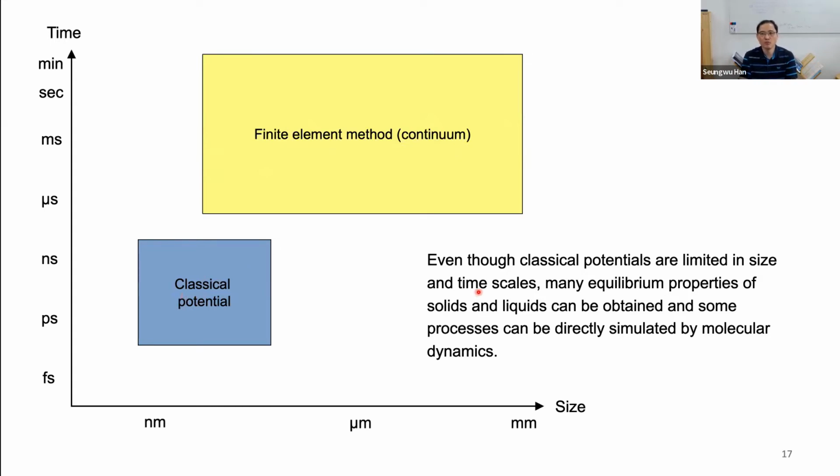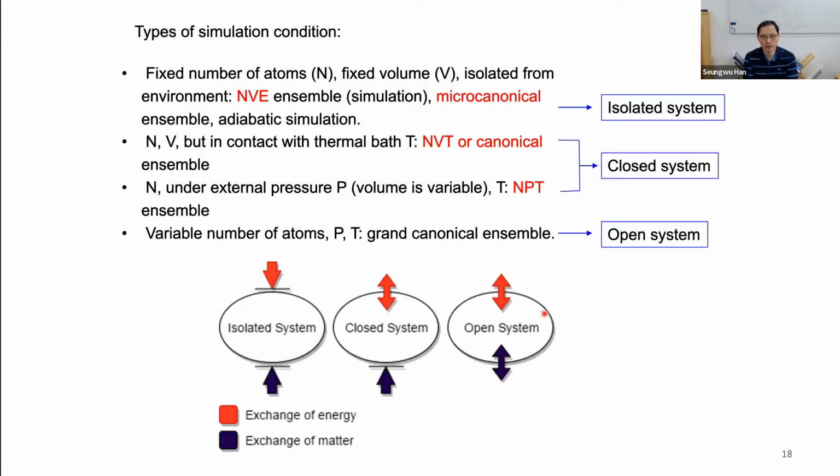However, many equilibrium properties of solids and liquids can be obtained, and also some processes can be directly simulated by molecular dynamics. Okay, then in the following slides, I will show you examples of the classical simulation. But before I show you some of the examples, let me discuss the simulation condition. There are several different kinds of simulation condition.